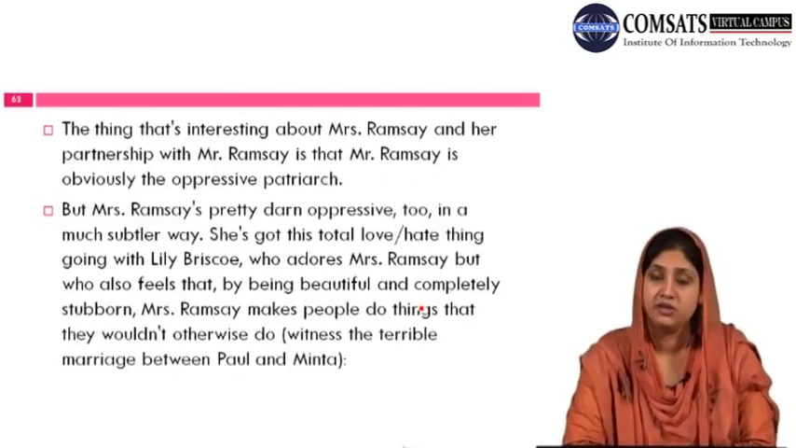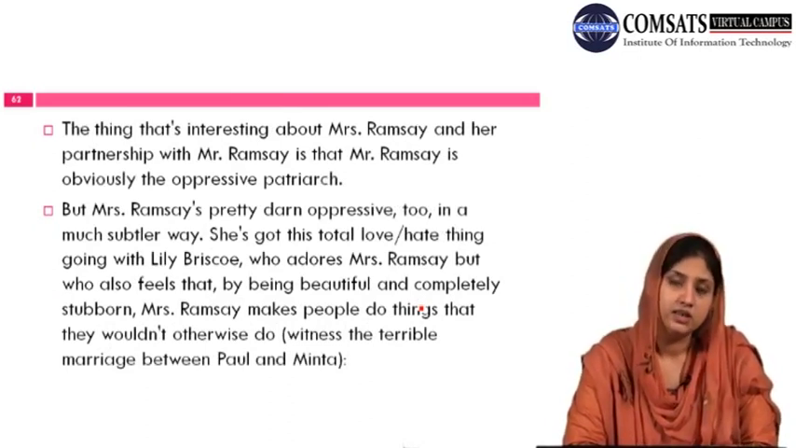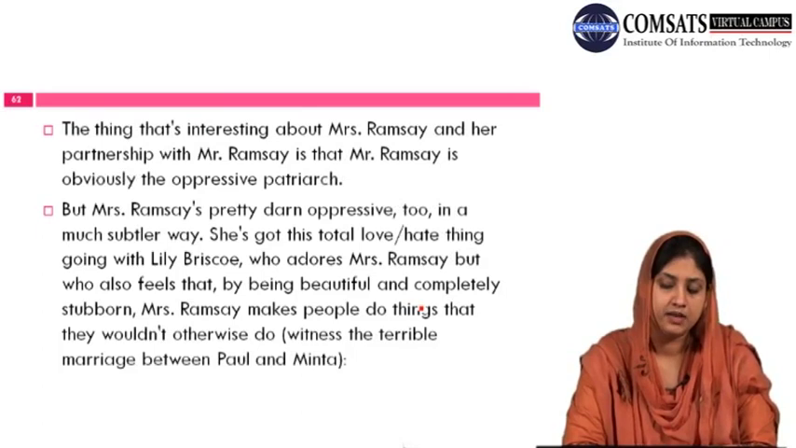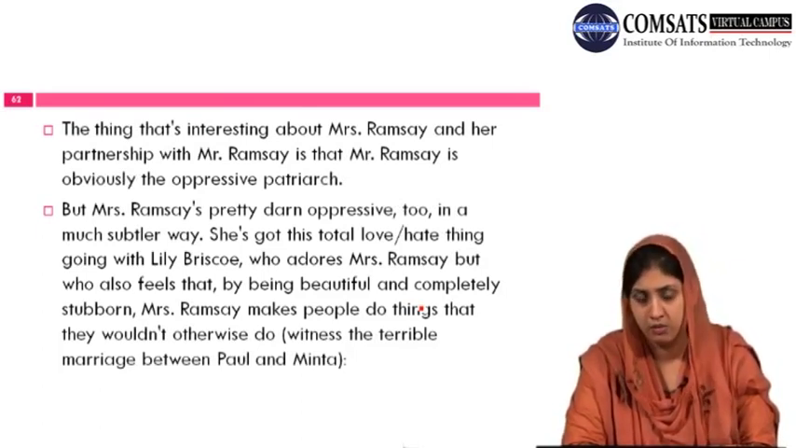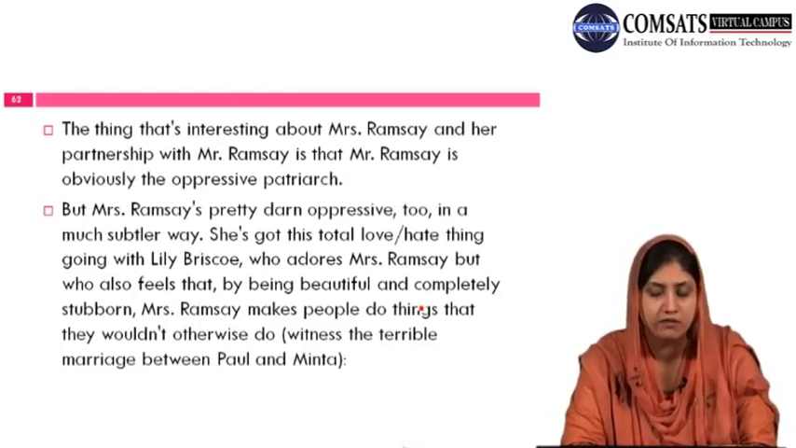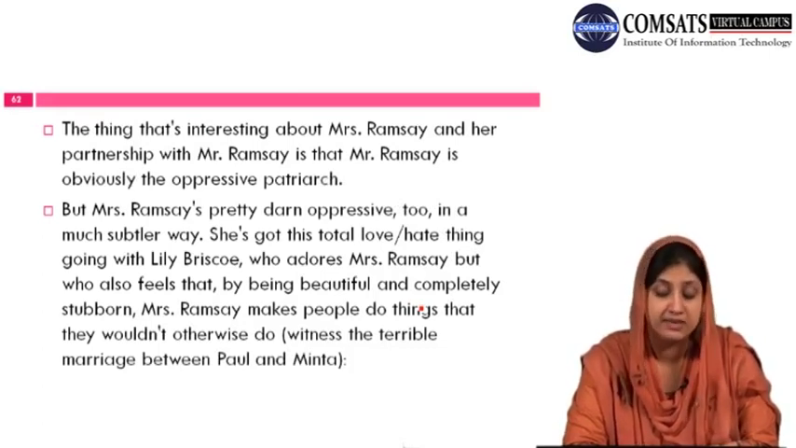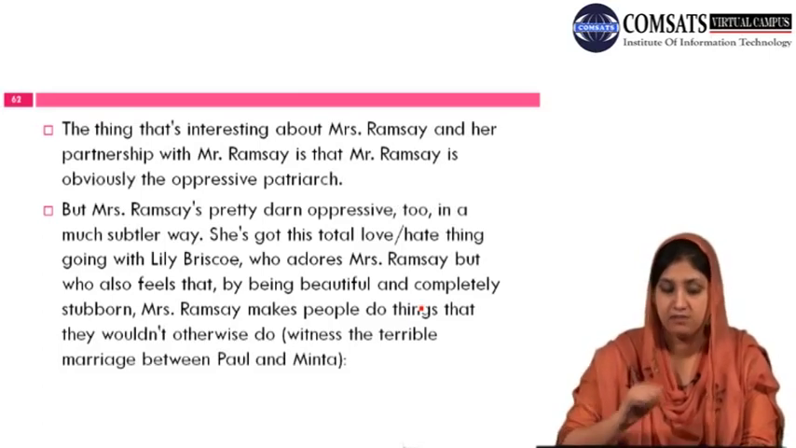The thing that's interesting about Mrs. Ramsey and her partnership with Mr. Ramsey is that Mr. Ramsey is obviously the oppressive patriarch, but Mrs. Ramsey is pretty darn oppressive too, in a much more subtle way. She's got this total love-hate thing going with Lily Briscoe, who adores Mrs. Ramsey, but who also feels that by being beautiful and completely stubborn, Mrs. Ramsey makes people do things that they wouldn't otherwise do. Witness the terrible marriage between Paul and Minta.